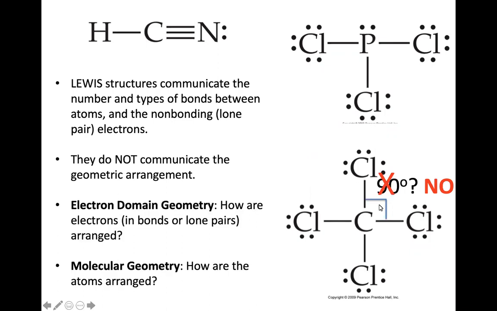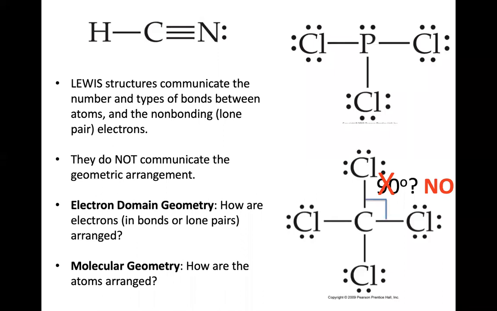We need to work a little bit more to come up with what those angles actually are. So we want to think about this in 2 different ways. Around a given atom, we want to ask, how are the electrons arranged? That's what's called the electron domain geometry. And when I say electrons, they might be in bonds, they might be in lone pairs. So the electron domain geometry is looking at both bonds and lone pairs.